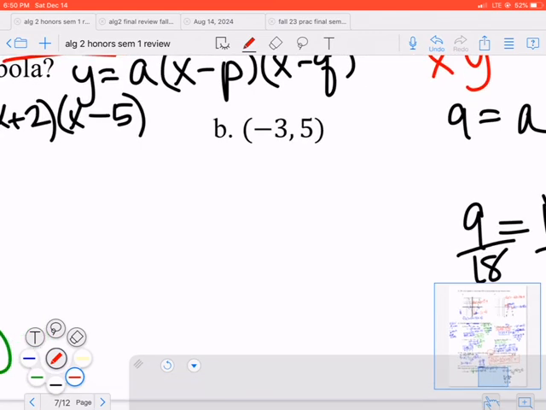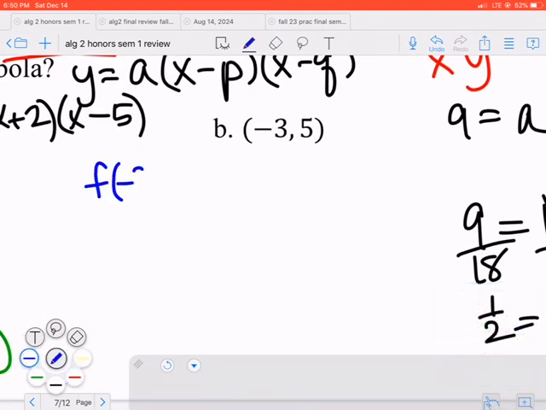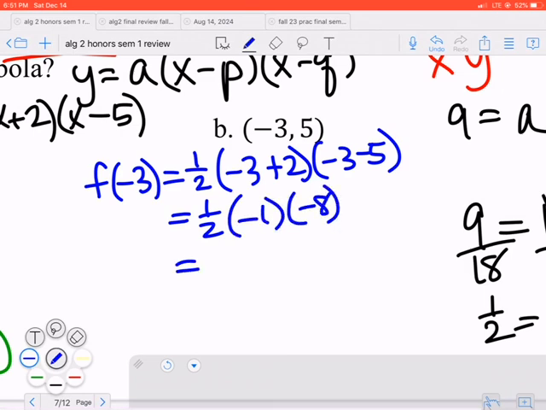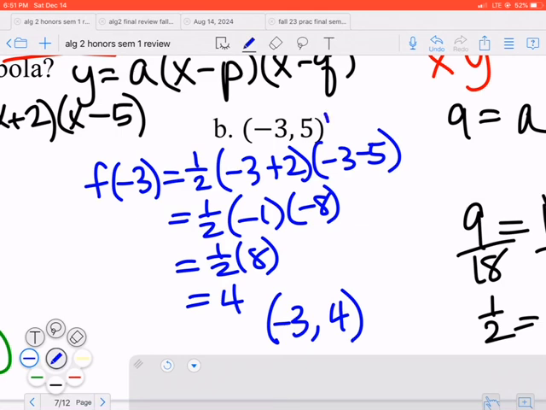Let's check this one. f of negative 3, 1/2, oops, 1/2 times (negative 3 plus 2) times (negative 3 minus 5). Negative 1, negative 8, half of 8 is 4. So when we put in negative 3, the output is 4. This says negative 3, 5. So this one is a no.